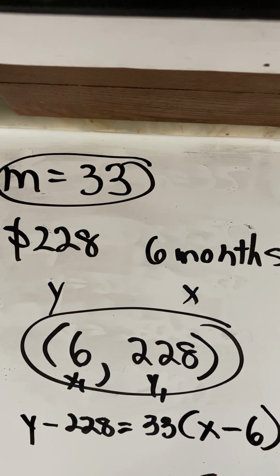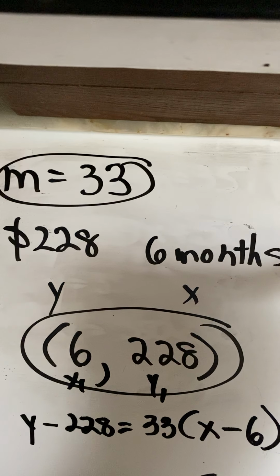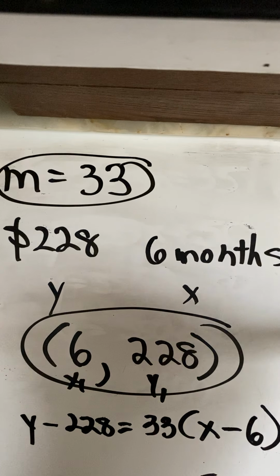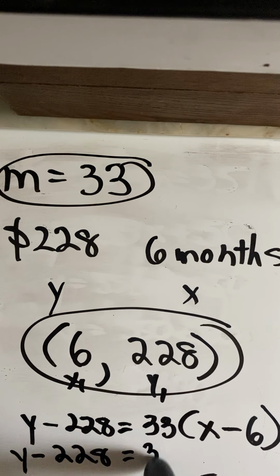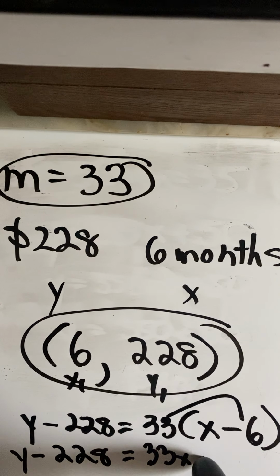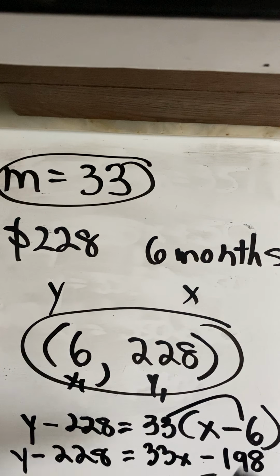But they want us to write this as cost as a function of time, which means they want us to write this in slope-intercept form. So now I just have to change this equation into slope-intercept form. So I first have to distribute. Now 36 times 33 is 198. I did that over on the side, didn't do it in my head. So y minus 228 equals 33x minus 198.